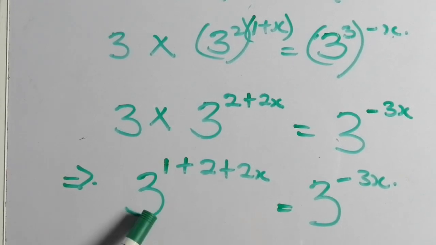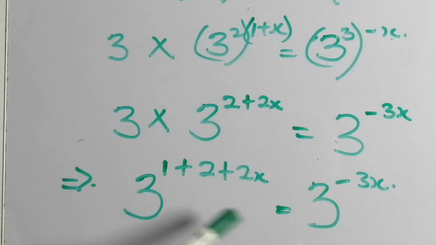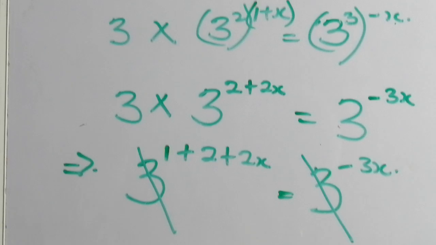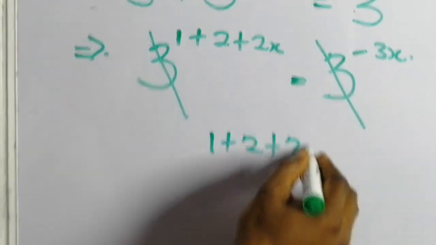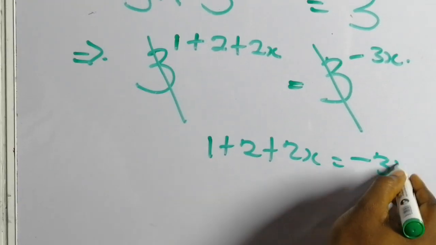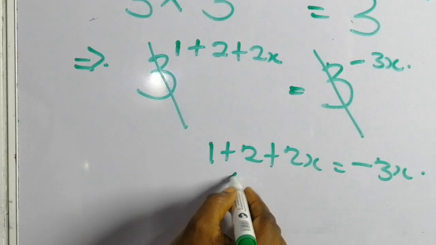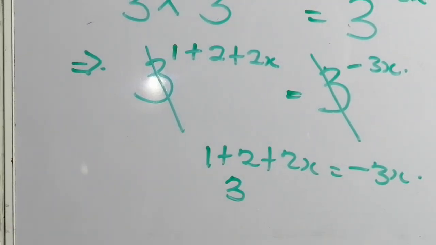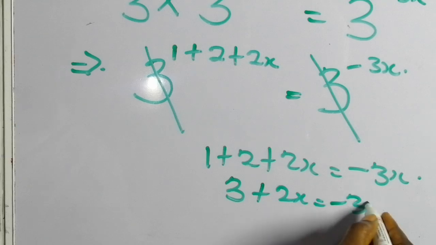So from here now, look at it. From the exponential law I mentioned in indices, 3 is here, 3 is here. They are the same, so I can cancel them. I'll bring down the power: 1 plus 2 plus 2x equals minus 3x. It's as simple as that. 1 plus 2 is 3. This one has no x, this one has no x. Add them together. For the ones that have x, bring them together too. So 2x equals minus 3x.